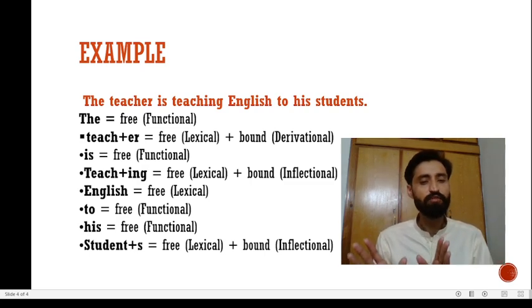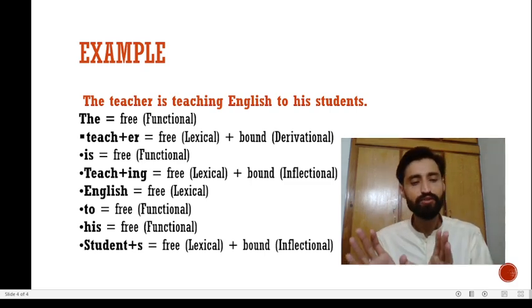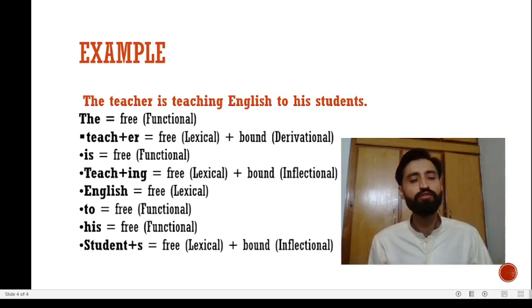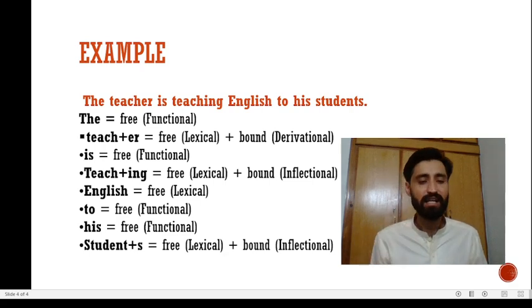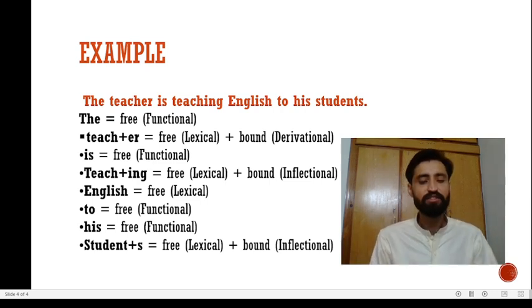English, it's a free morpheme. Lexical morpheme is a content word, it's a noun. To is a functional morpheme. His again is a functional morpheme. Students is made up of two morphemes, student with the addition of s. Now student and students both are nouns, right? So student is a lexical morpheme because it's a content word, whereas s gives us extra information and it doesn't change the grammatical category, because student is a noun and students with an s is again a noun. So it's an inflectional morpheme.